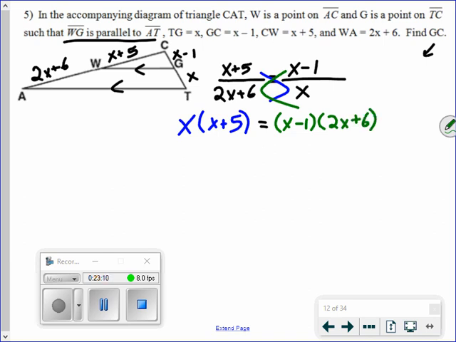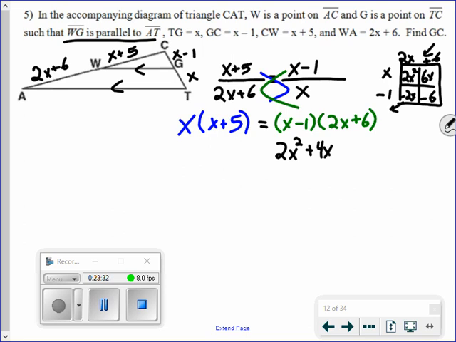Okay, some people double distribute to multiply two binomials. Some people use the box with an x minus 1 and a 2x plus 6. So 2x squared, negative 2x, 6x, and negative 6. So I'd have a 2x squared, positive 4x is what this diagonal would add to, minus 6. And here I'd have an x squared plus 5x.